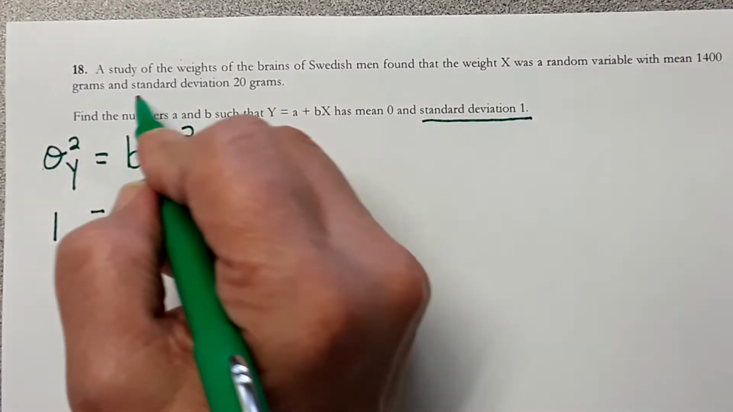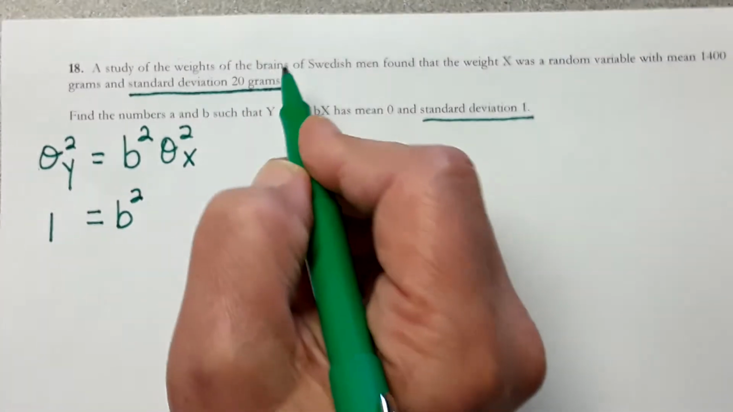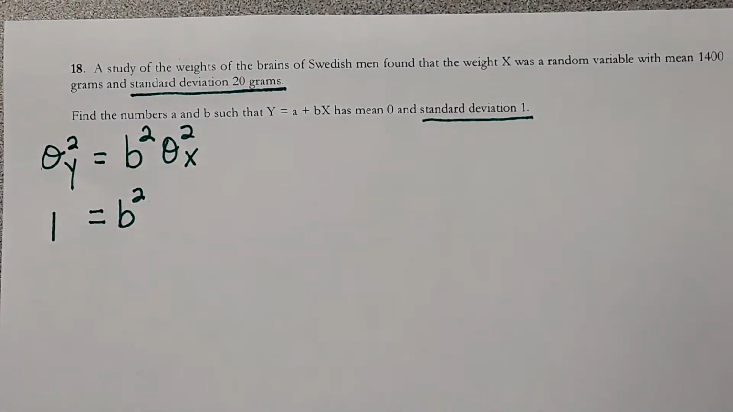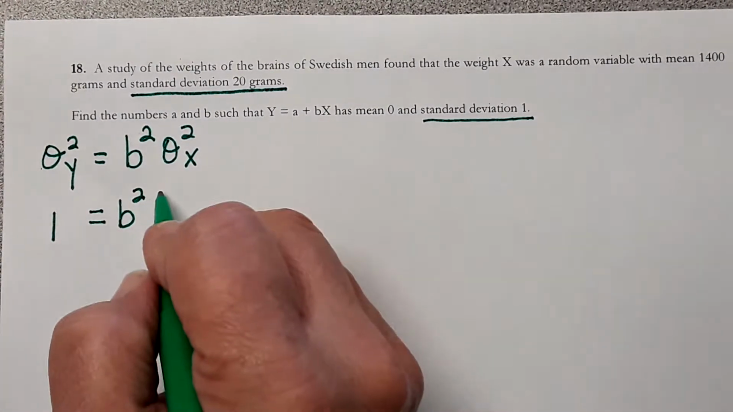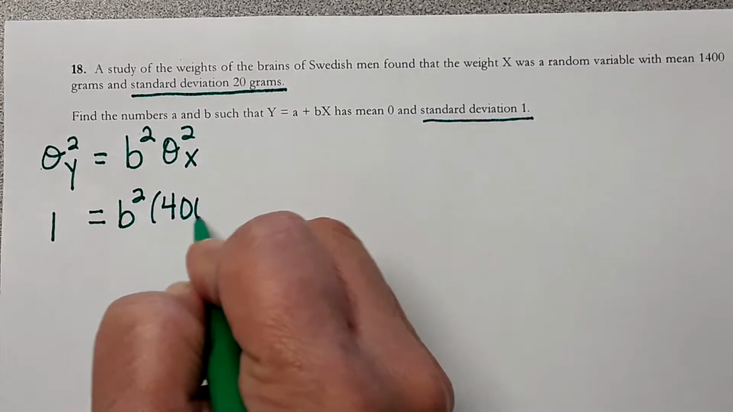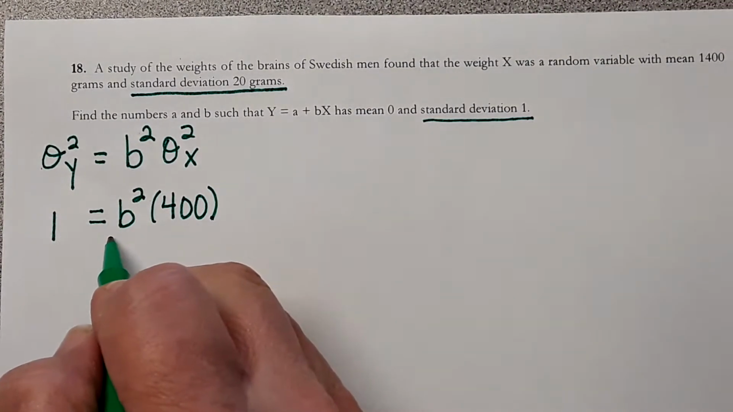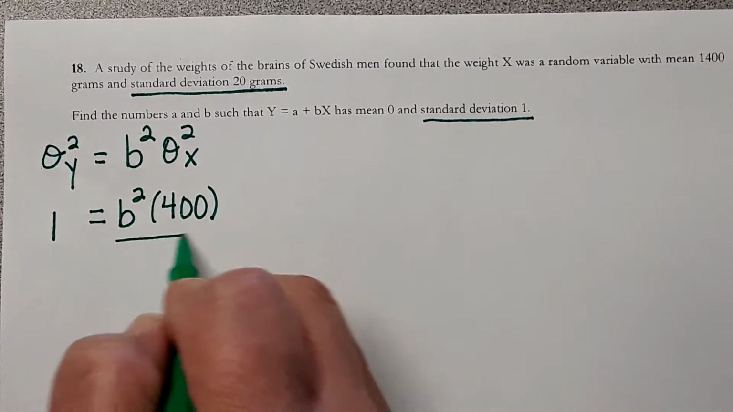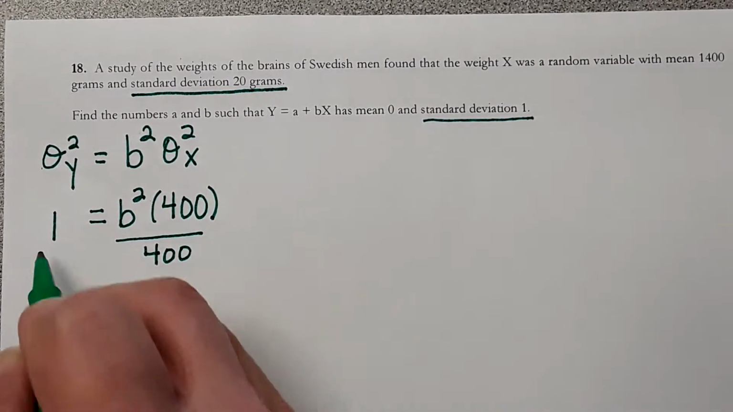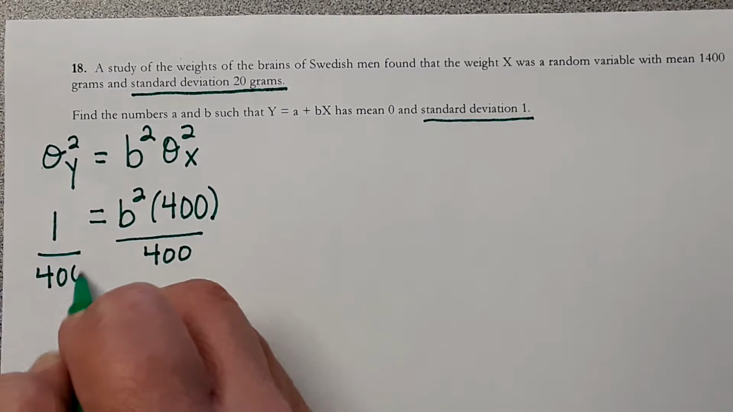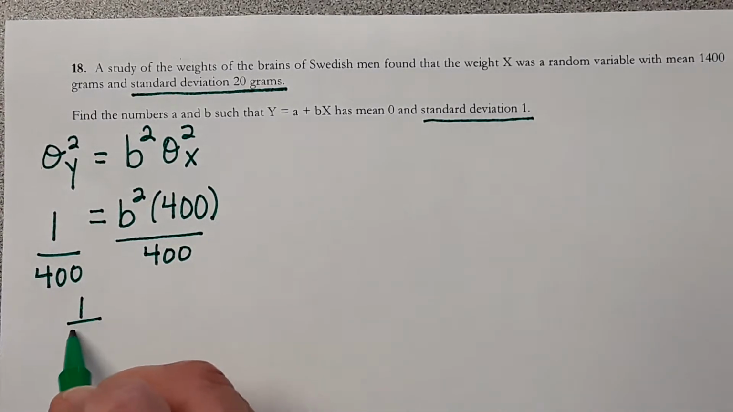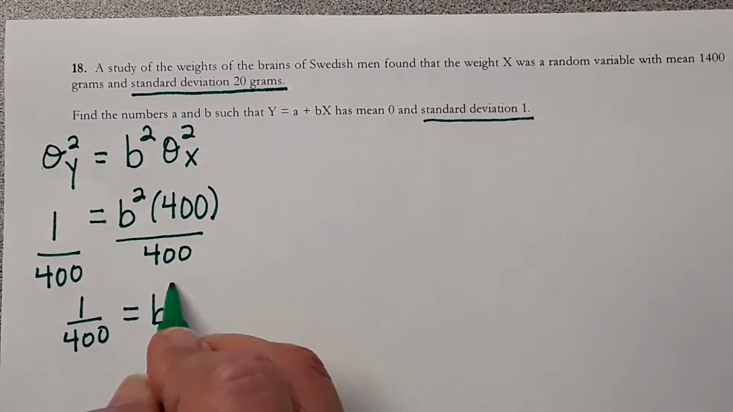Well, X is, the standard deviation is 20 grams. So what would the variance be? 400. Now, divide by 400, correct? So 1 over 400 equals B squared.